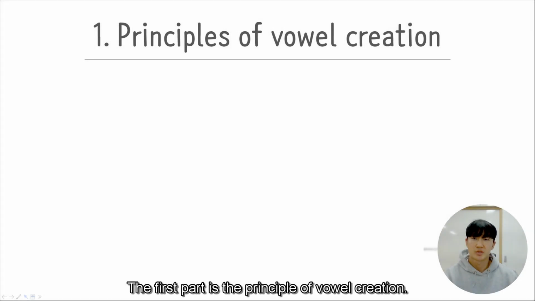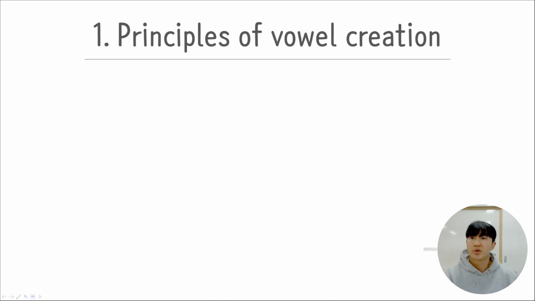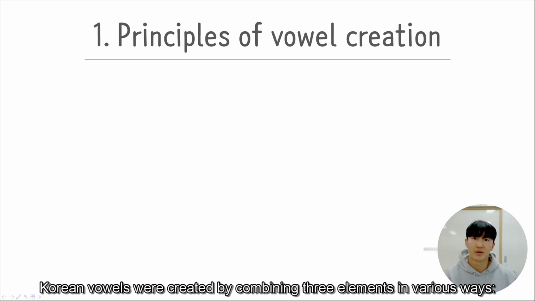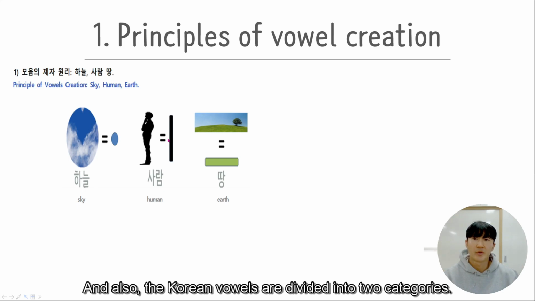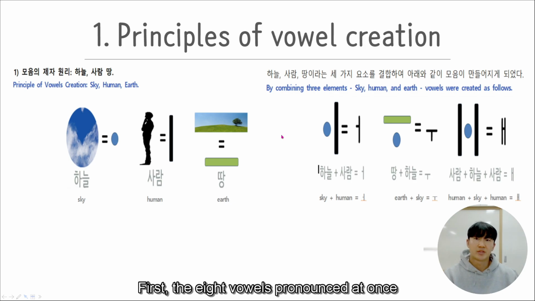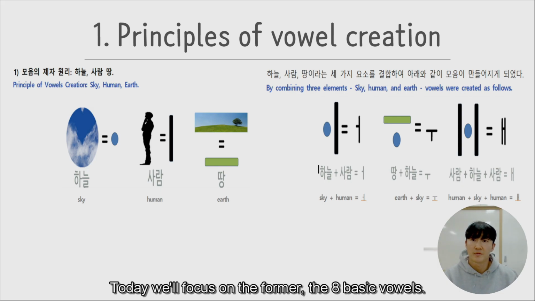The first part is the principle of vowel creation. This is covered in the previous video, so let's deal with it briefly. Korean vowels were created by combining 3 elements in various ways: sky, human, and earth, resulting in a total of 21 characters. And also the Korean vowels are divided into 2 categories. First, the 8 vowels pronounced at once and the other 13 vowels pronounced by combining 2 vowels. Today we'll focus on the former, the 8 basic vowels.